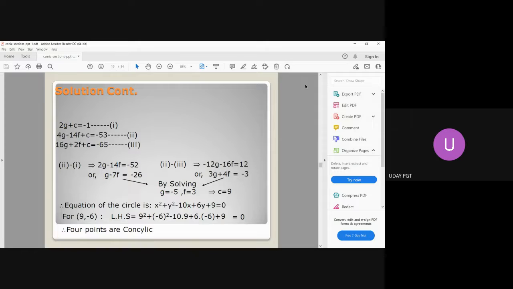Actually, 4 points being concyclic is given to you. So whenever you have to prove 4 points are concyclic, by using 3 points you substitute to get 3 equations, and on solving them we get the equation of the circle. If the fourth point satisfies that equation, you can say that the 4 points are concyclic.